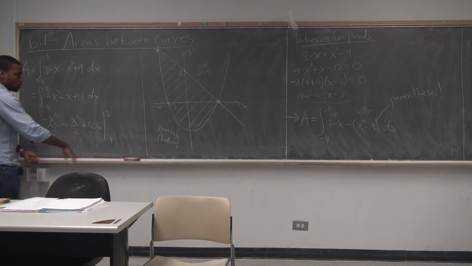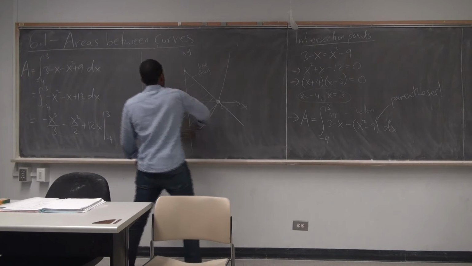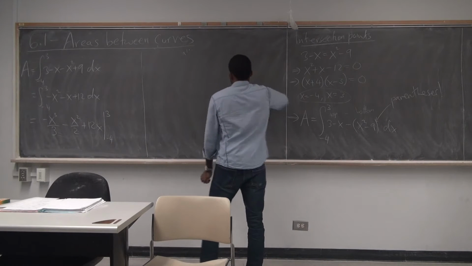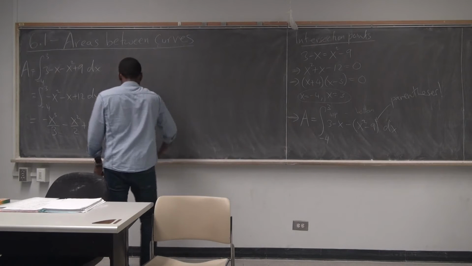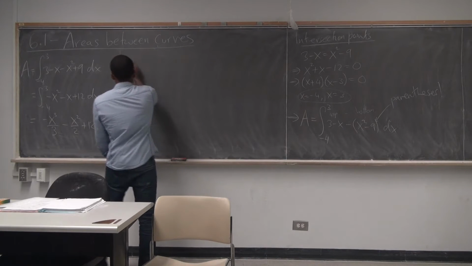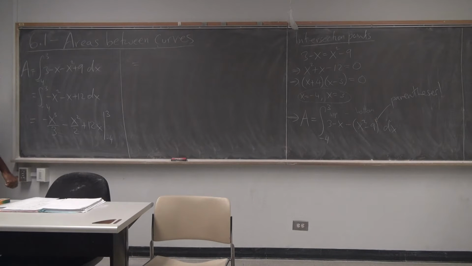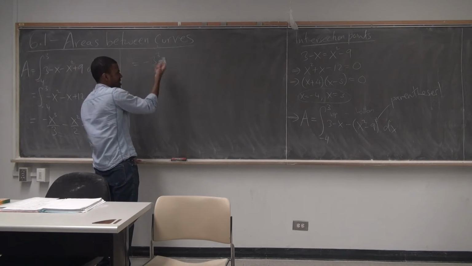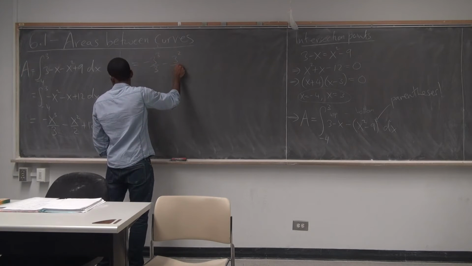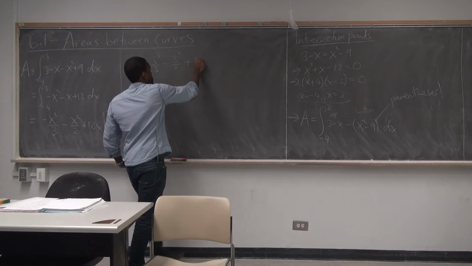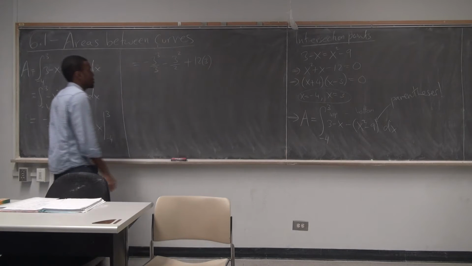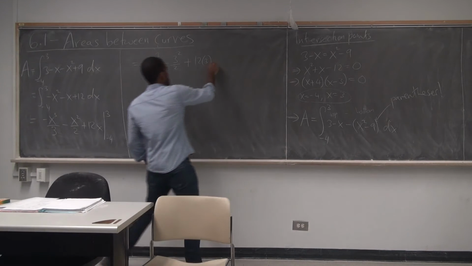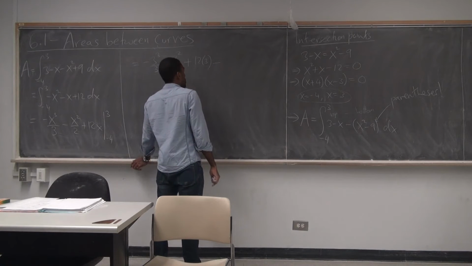And so now you just, what do we do with those numbers? Now what? Plug in the top. Plug in the top number, the 3, you plug it into the function, plug it into the whole function. So you get minus 3 cubed over 3, which is just 3 squared, minus 3 squared over 2, plus 12 times 3. Then what? Minus minus 4 squared.